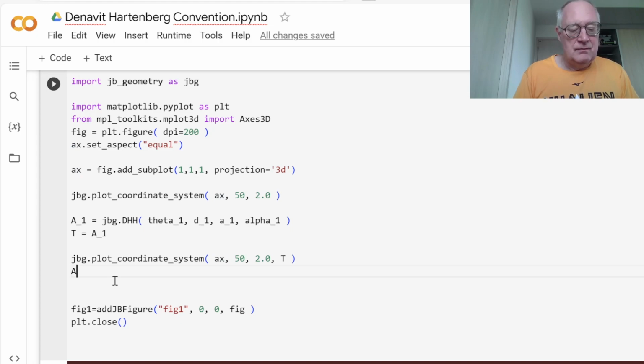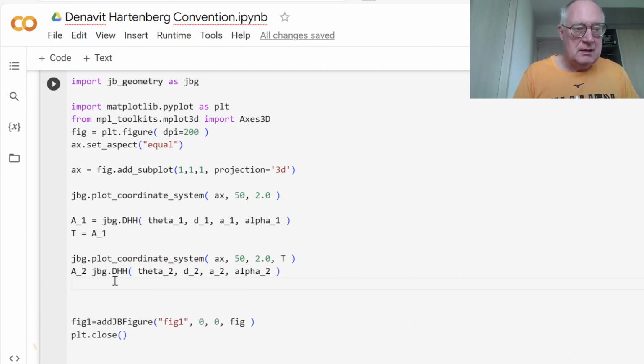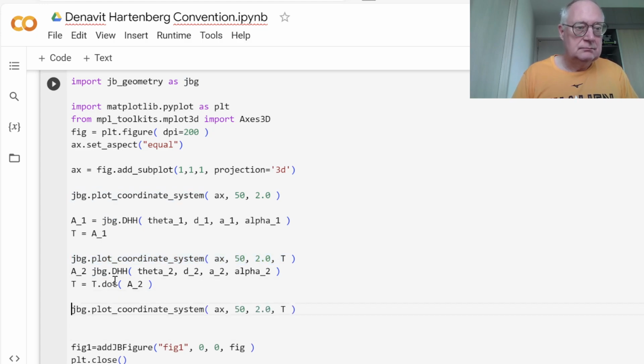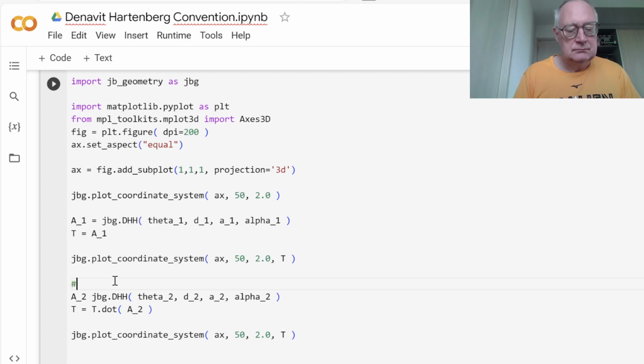Okay. So now we calculate A2, and that will be Denavit Hartenberg theta 2, D2, A2, and alpha 2. And our transformation then is T dot A2. And then we can plot the coordinate system. Joint 2.